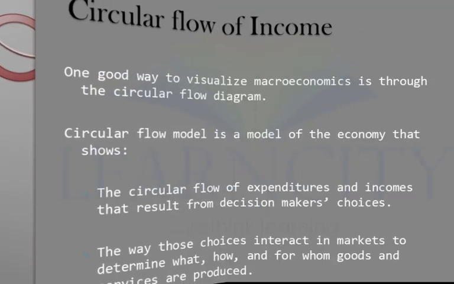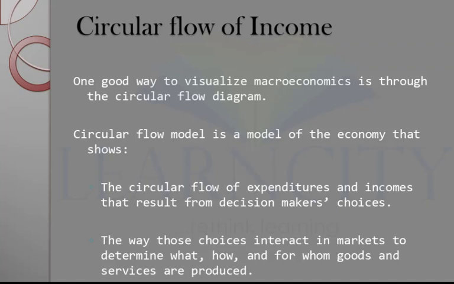Let's consider circular flow. Circular flow of income is a good way to depict macroeconomics, right? When you understand circular flow of income, you understand what macroeconomics is all about. So one good way to visualize macroeconomics is through the circular flow of income diagram. The circular flow model is a model of the economy that shows the circular flow of expenditures and incomes that result from decision makers' choices, and it's also the way those choices interact in markets to determine what, how, and for whom goods and services are produced.